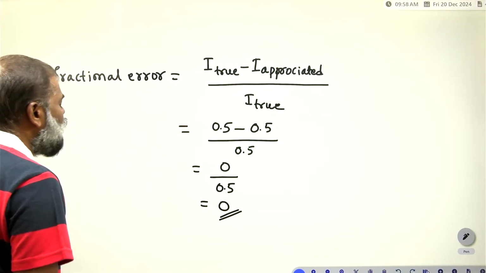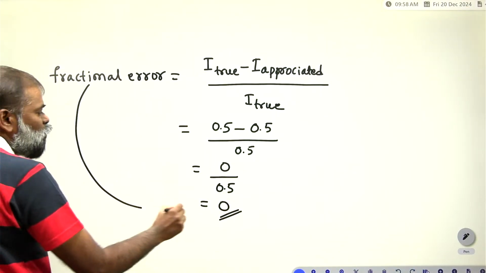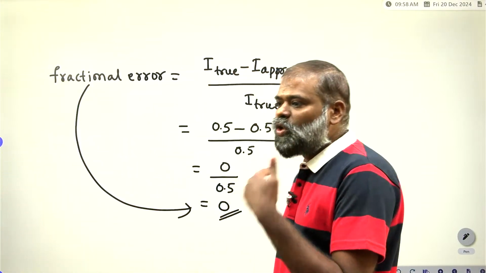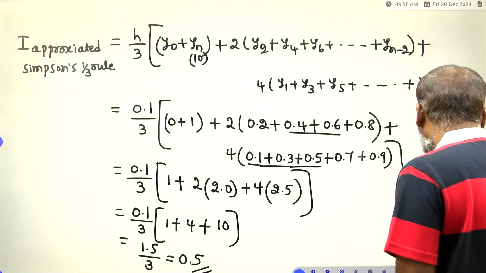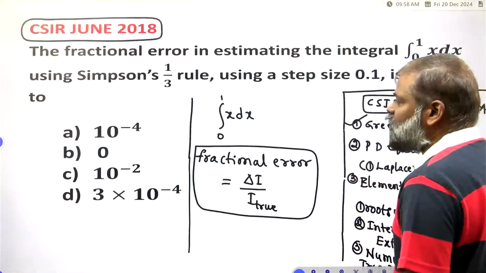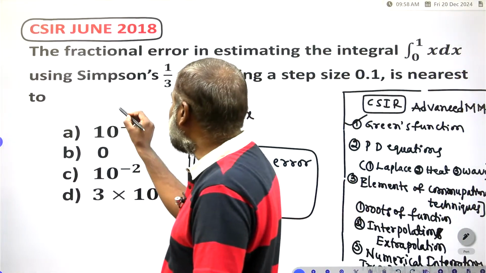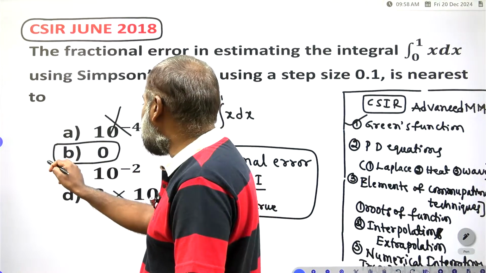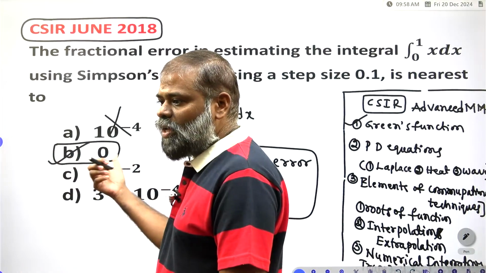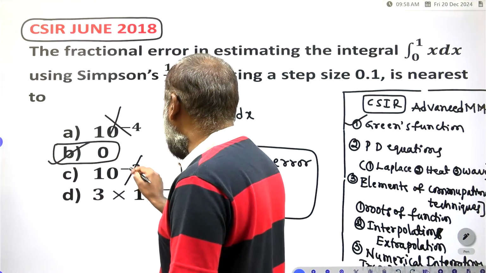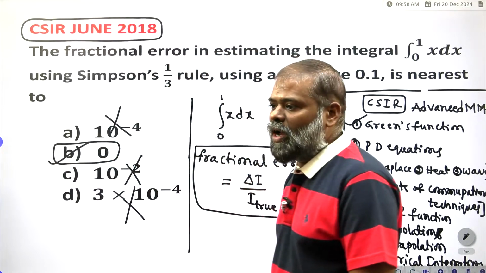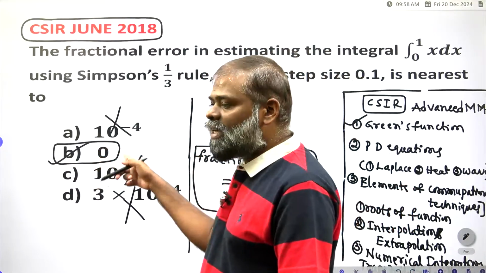So therefore, how much is the fractional error we are getting? 0 value we are getting. Now you have to check the answers. Which option is correct? 10 to the power of minus 4 is wrong. Option B is correct. Option B is equal to 0 only. 10 to the power of minus 2 is also wrong. 3 into 10 to the power of minus 4 is also wrong. Which one is correct? 0 is correct.